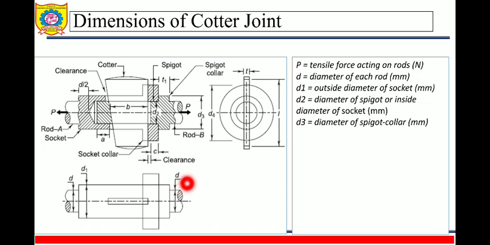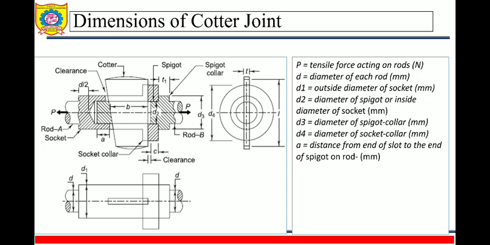D2 is the diameter of spigot or inside diameter of socket. So here is our D2. Whatever is the inner diameter of the socket will be the outer diameter of the spigot. This one is spigot, this one is socket, this will be the inside diameter. Obviously these two diameters, the outer diameter of the spigot and the inside diameter of the socket, will be the same. D4 is the diameter of socket collar. You can see this socket and this collar here, that collar is nothing but the socket collar.